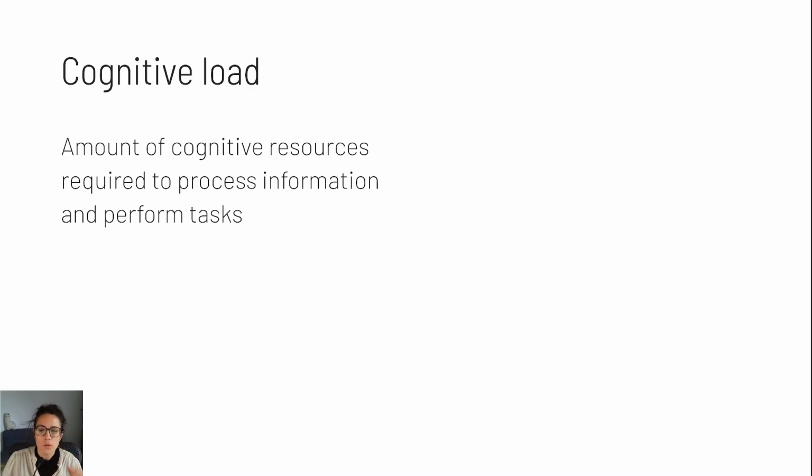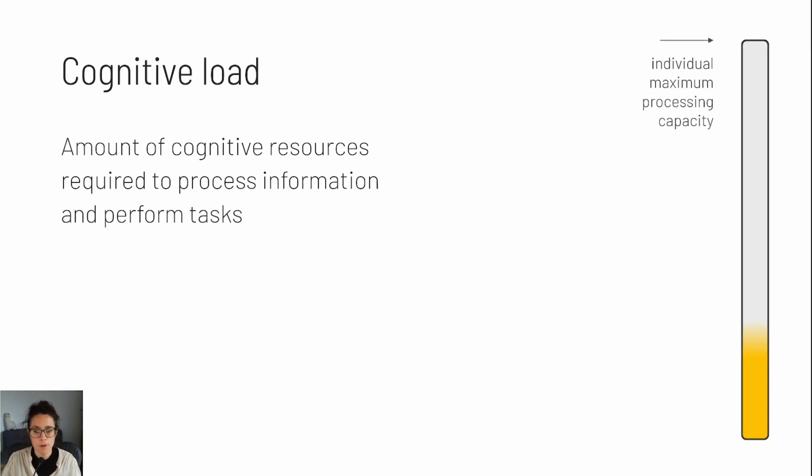We all operate under the same assumption that people have a limited amount of cognitive resources that they can dedicate to acquire information. This amount is highly individual and it can change for a given person if you're tired, if you haven't slept well, for example. If the load is too high, information is lost. Learning does not occur effectively.